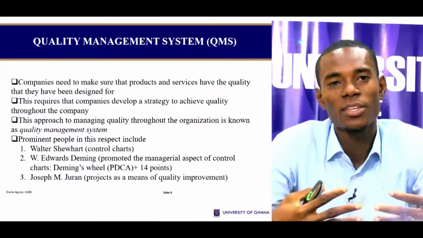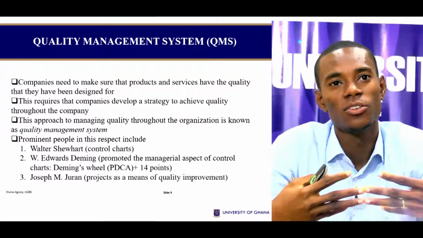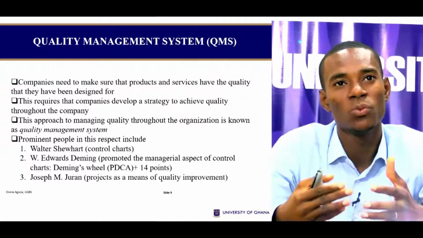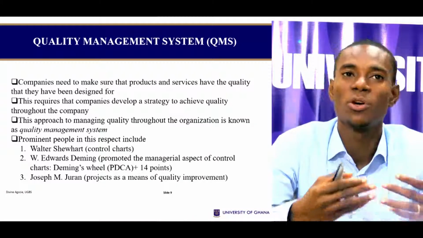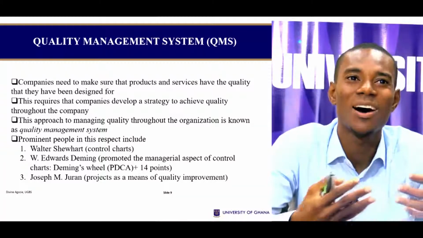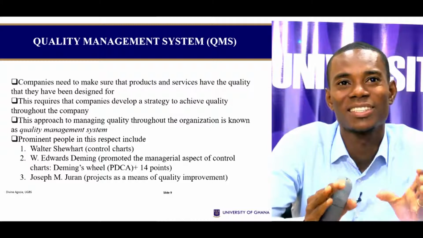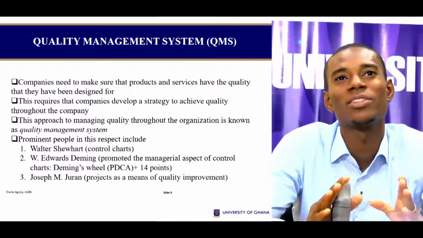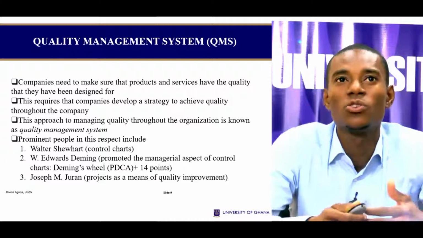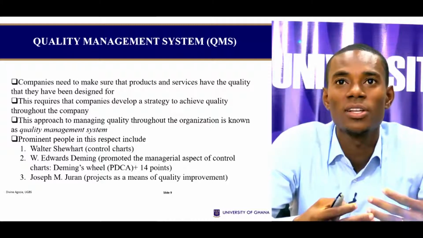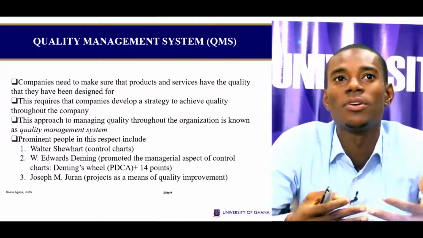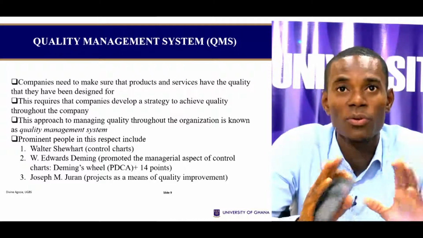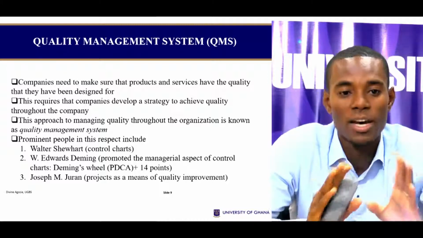Now, what we want to say is that to ensure that you're meeting quality standards or specifications, there must be an order in which you ensure quality. Remember, we saw what we call production systems, the system under which production is undertaken in an organization. Now, how do you also ensure that there is a harnessed or coherent system in which we ensure quality? We say that companies need to make sure that products and services have the quality that they have been designed for. And this requires companies to develop a strategy to achieve quality throughout the organization. So when we talk of a quality system, we're just talking about the approach, how we're going to ensure quality throughout the organization.